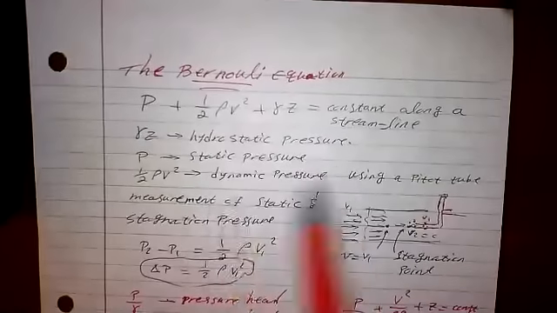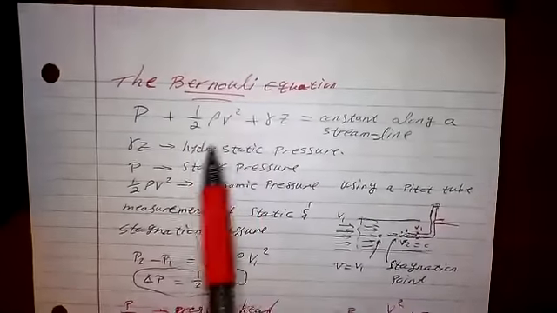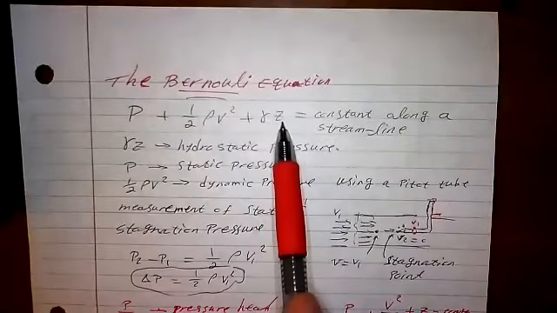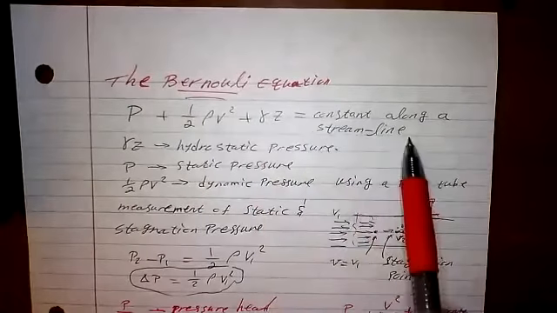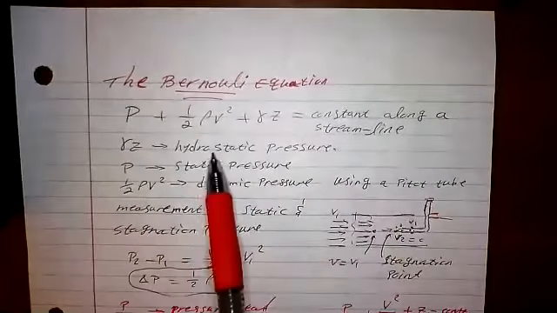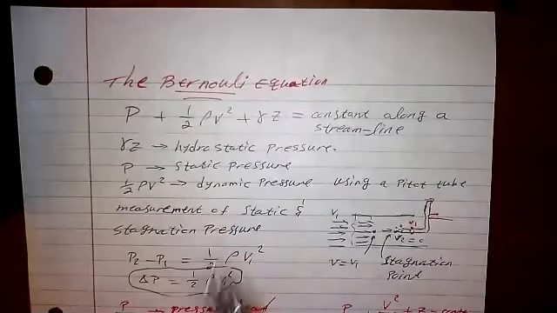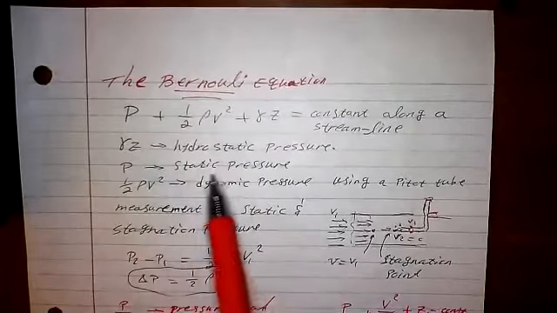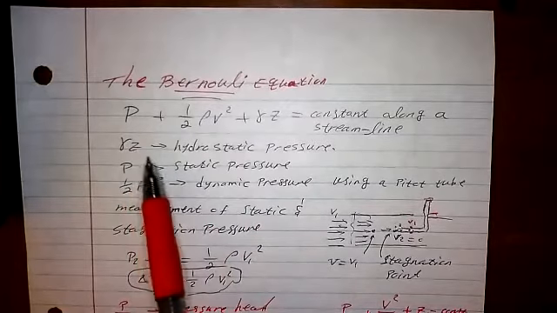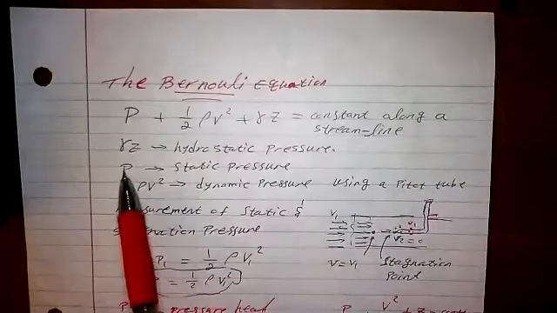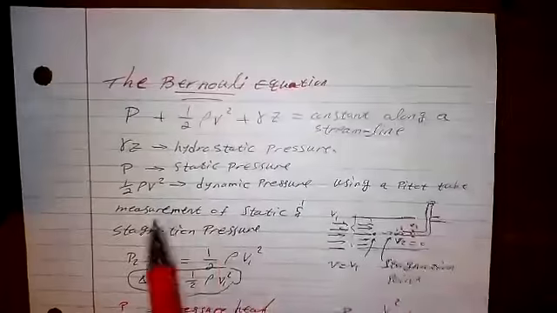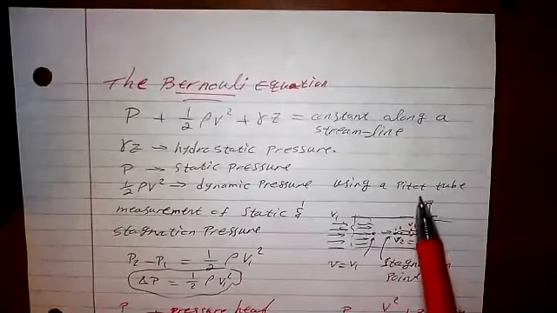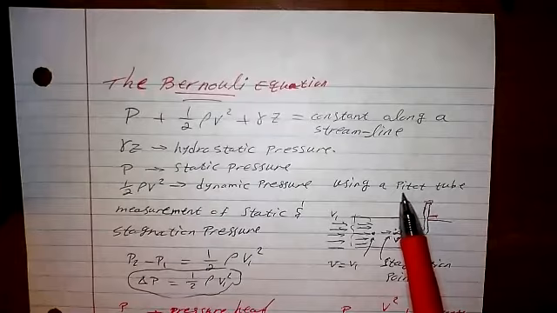All right, so the Bernoulli equation, again, we're going to revisit the Bernoulli equation. Pressure plus 1/2 rho v squared plus gamma times z equals some constant along a streamline, okay? Gamma z, where z is the elevation, is the hydrostatic pressure, which they also call the elevation head. P is the static pressure. 1/2 rho v squared, we call it the dynamic pressure, measured using a pitot tube, okay? That's how you spell pitot.